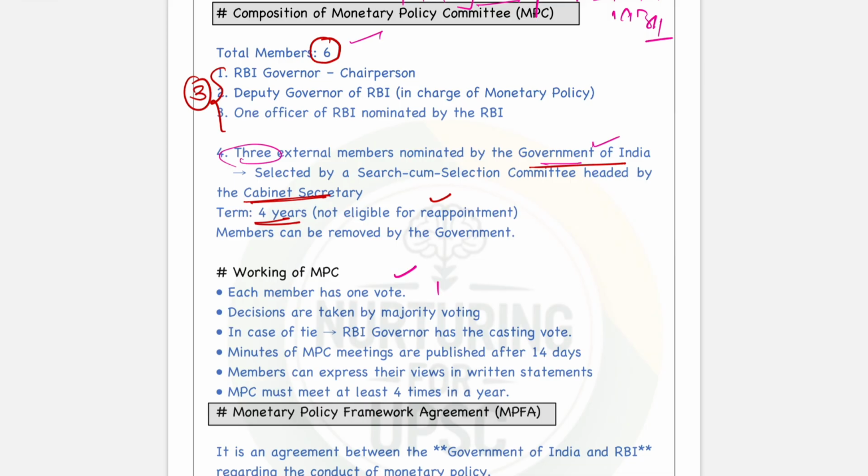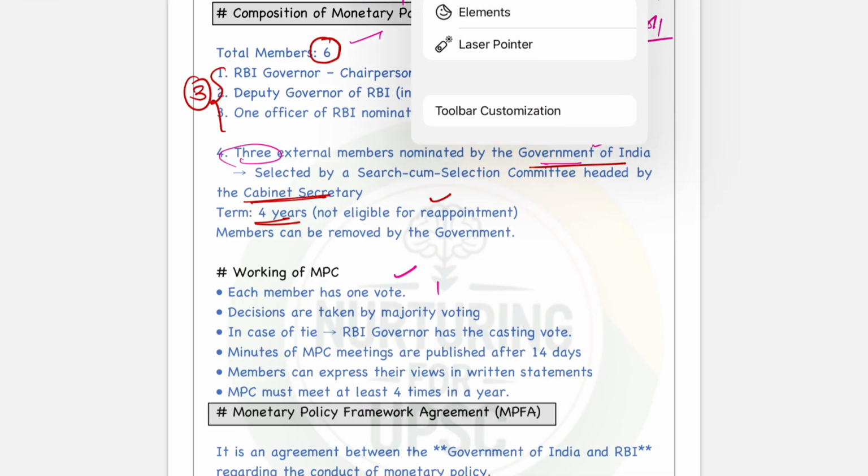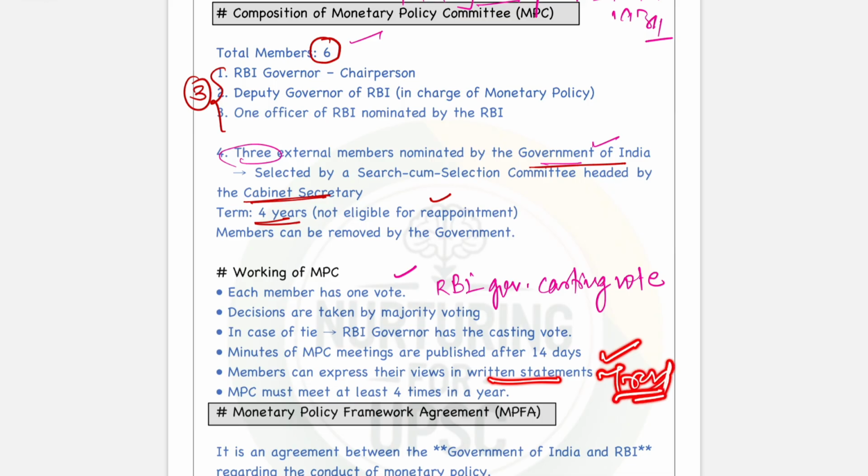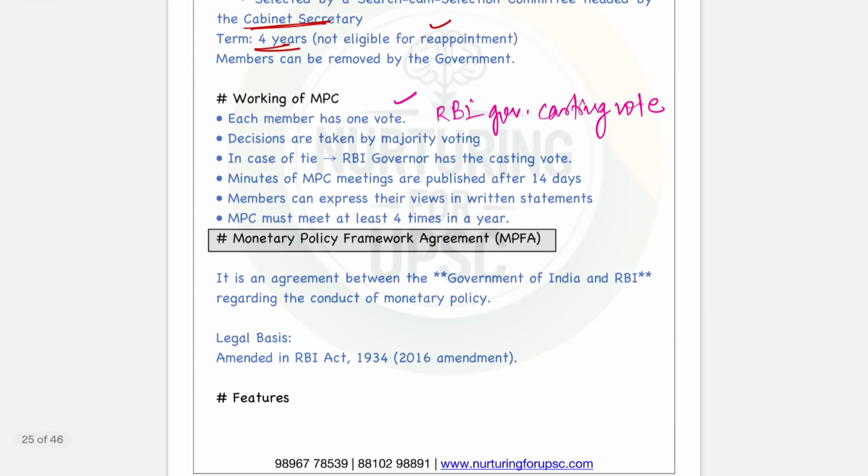External members are nominated by the Government of India, and each member has one vote, whereas the RBI governor has a casting vote. So the RBI governor has a casting vote in case of a tie, but he doesn't have a veto. Also, all decisions are taken by majority voting, and in case of a tie, the RBI governor has a casting vote, and minutes of the meeting of the monetary policy committee are published after 14 days. Members can also express their views in written statements, so there is transparency and accountability. The Act mandates that the MPC should meet at least 4 times a year, but in reality, in the current status, they meet 6 times a year. So once in 2 months, they actually do it.